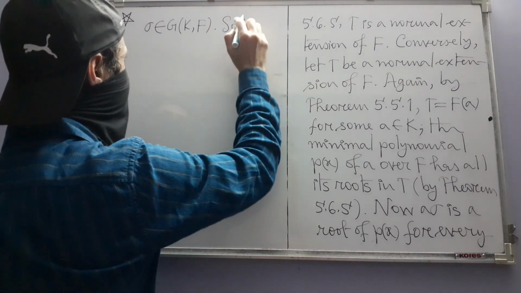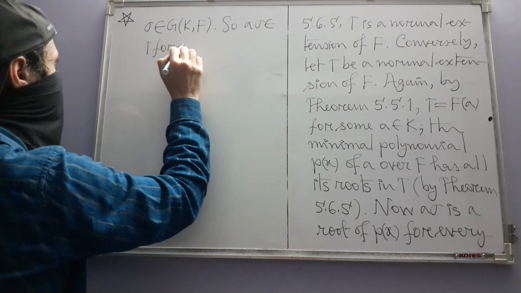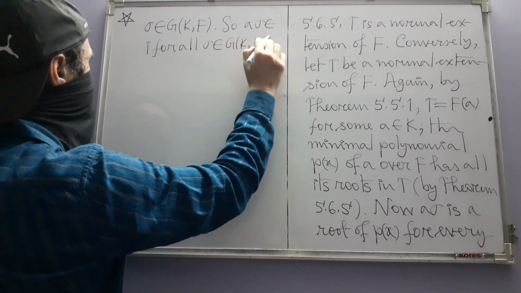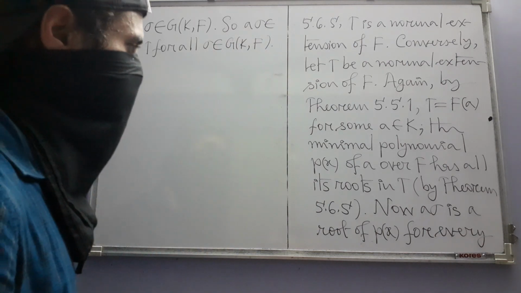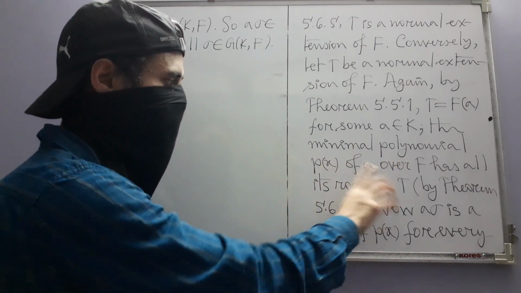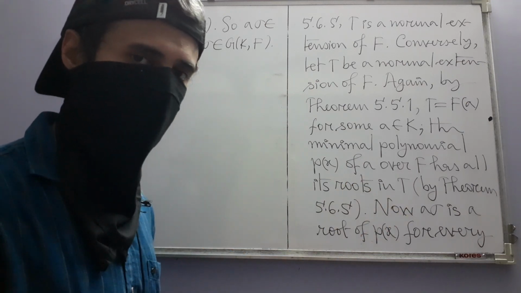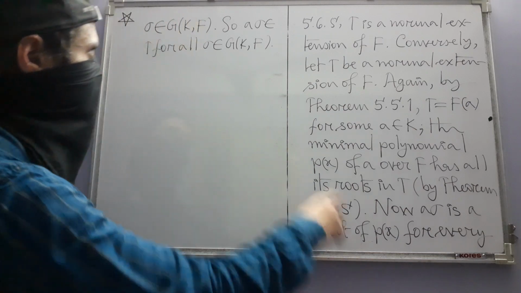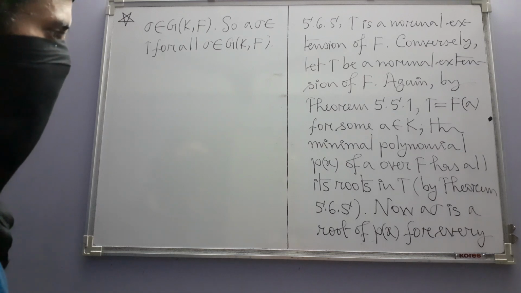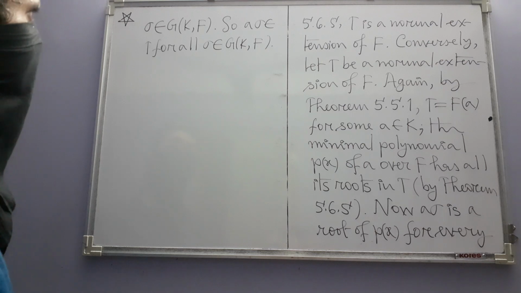So, Aσ belongs to T for all σ belonging to the Galois group. Where is this coming from? That is because we have just now said that Px has all its roots in T, and we are also saying that Aσ is a root of Px for every σ in the Galois group. So all these roots are going to be in T. So on A, whatever automorphism we apply from the Galois group, that is going to land us in T.